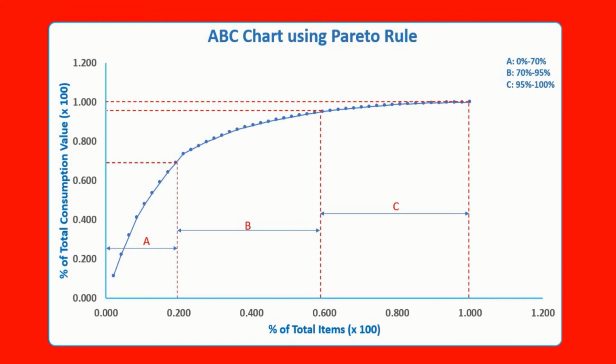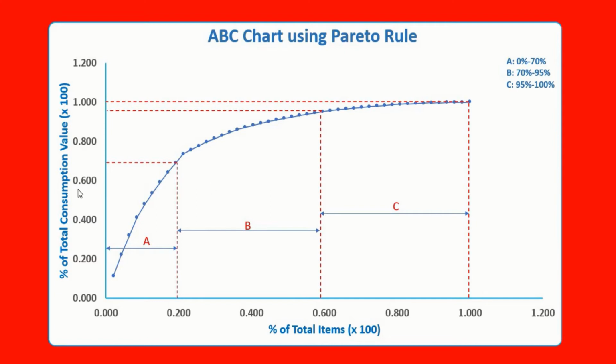Now we can convert this data into a Pareto chart. As you see on your screen, class A was around 20% of the total items, class B was around 40%, and class C was around 42 to 43%. The cutoff point for class A was 0.2 and class B was 0.6, and class C was 1.